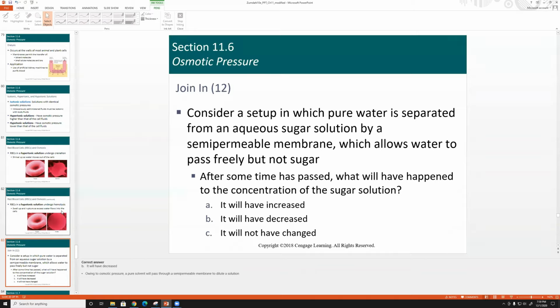So the pure water is separated from the sugar by the membrane. Now, what will happen to the sugar? So we have A, and that's not right. Not C either. So it'll be B. All right, so let's talk about it. Consider a setup in which pure water is separated from an aqueous sugar solution by a semipermeable membrane, which allows the water to pass freely but not the sugar. After some time passes, what will happen to the concentration of the sugar?